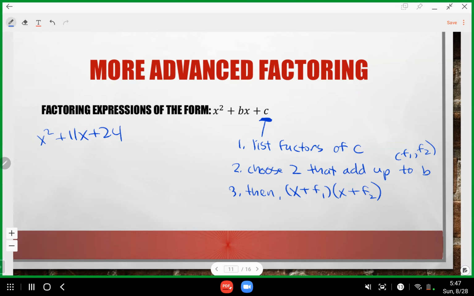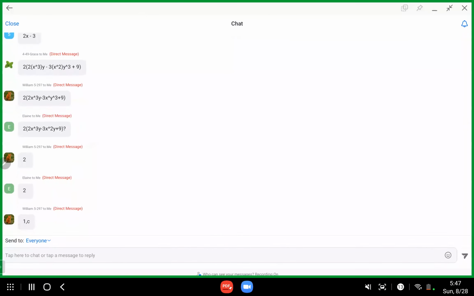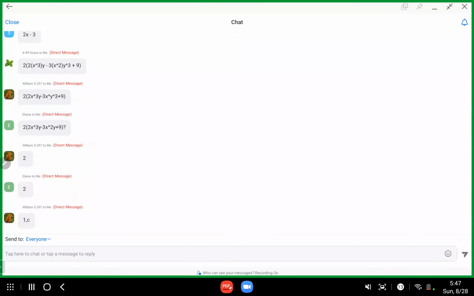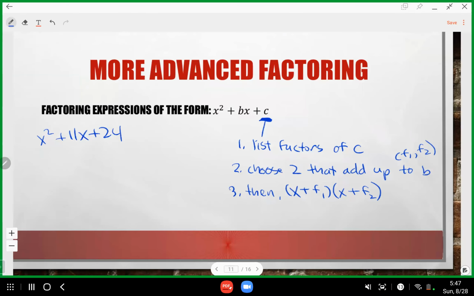So all you need to do with this case is list factors of c. Everybody list factors of c. It's 3 and 8, right? Very good. So this is equal to 3 times 8. And you see they also add up to 11, which is perfect.